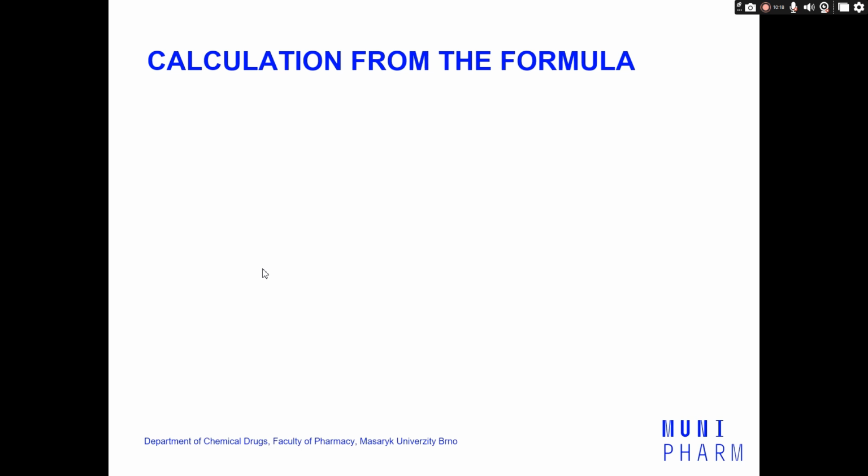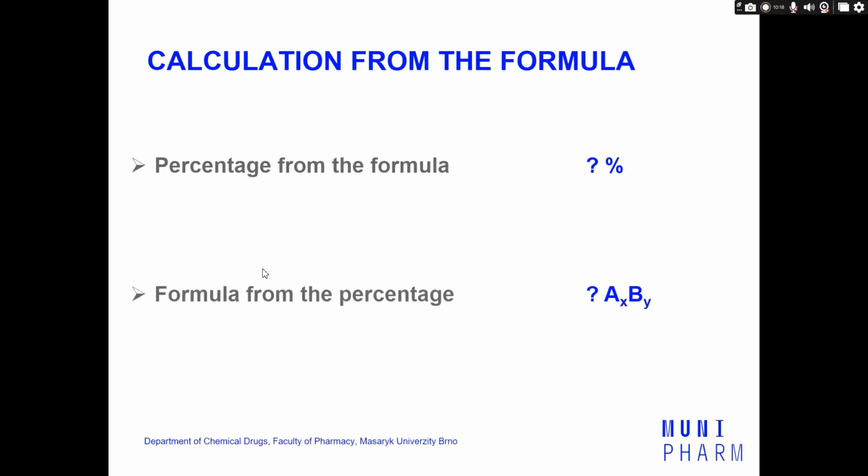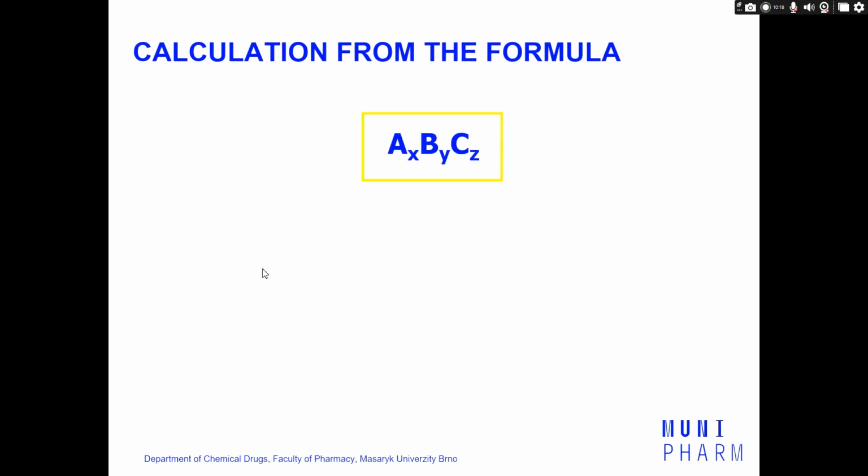We have two types of calculations from a chemical formula. Either we have the chemical formula of a compound and we want to find out the percentage of the individual elements, or conversely, we have the percentage of the individual elements in an unknown compound and we have to find the chemical formula. If we want to determine the percentage of elements in any known compound, we will proceed as follows.